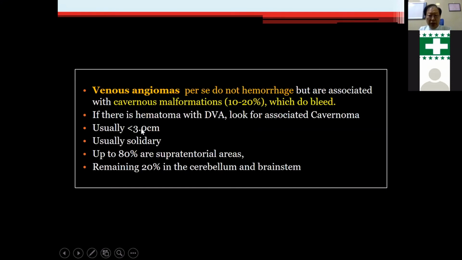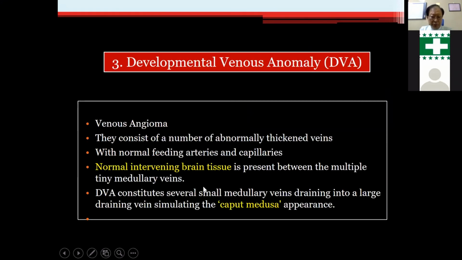Let's go back to the images here. We represent the dilated veins, as I mentioned before. In between, you'll see normal brain tissue. It's different from edema, and different from a cavernous angioma. Now, the typical feature that we call a caput medusa, the medusa head.